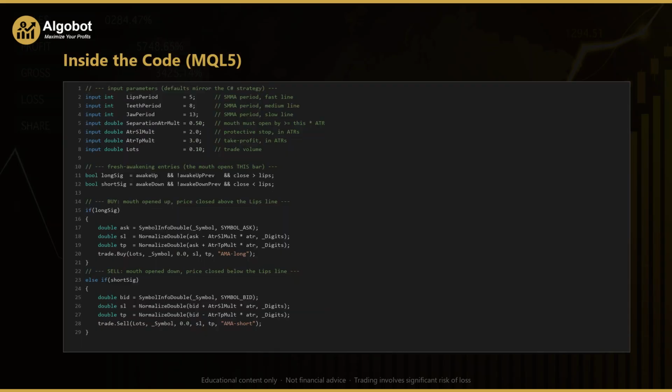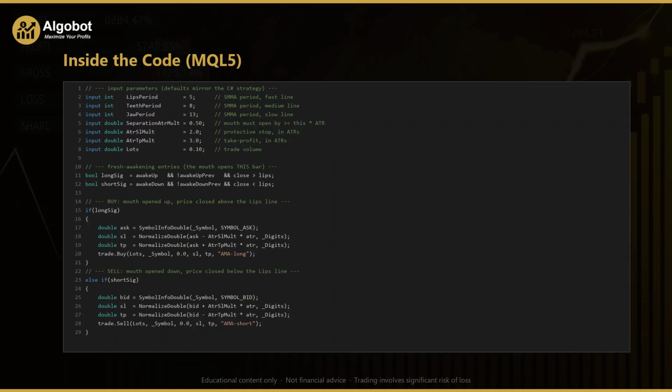Let's look at the actual MQL5 code running inside the expert advisor, as you'd see it in MetaEditor. At the top are the input parameters, the settings you can adjust before running the strategy. LipsPeriod, TeethPeriod, and JawPeriod default to 5, 8, and 13, controlling the three smoothed moving averages. The separation ATR multiple at 0.5 defines how wide the mouth must open to count as an awakening. The ATR stop-loss multiple is 2, the ATR take-profit multiple is 3, and lots is set to 0.1 for the trade size.